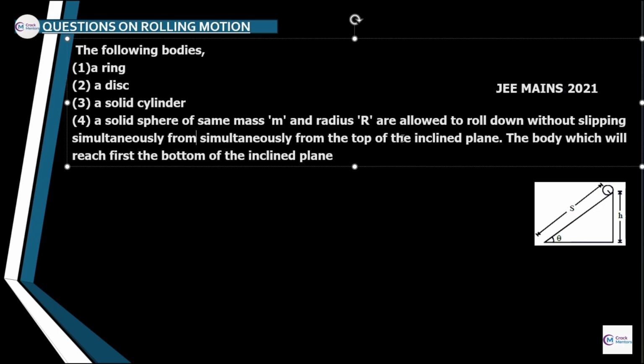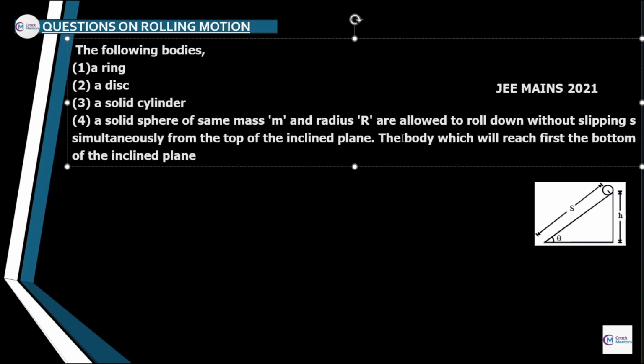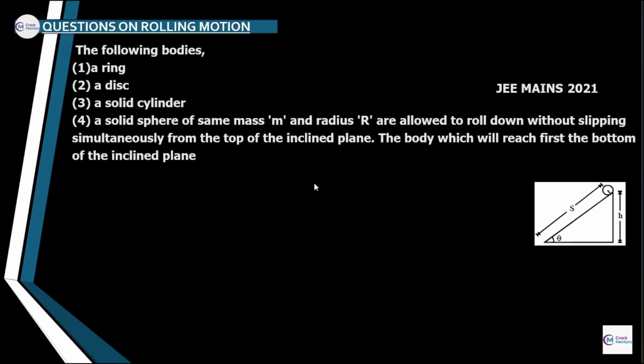Okay, so just let me raise it. Now from the top of the inclined plane, which body will reach the bottom of the inclined plane first? To solve this, it is very simple. First of all, we know the acceleration formula: g sine theta upon 1 plus k square upon r square.